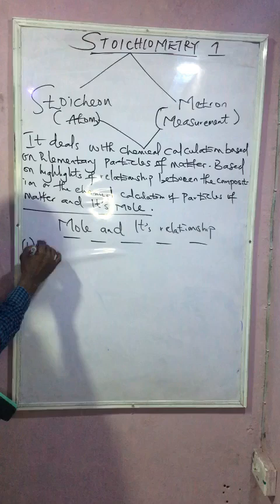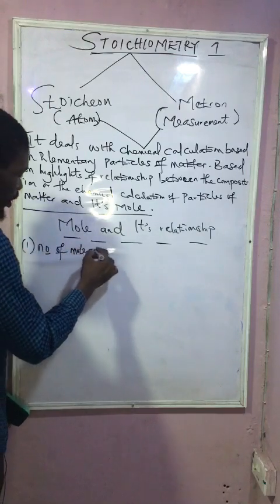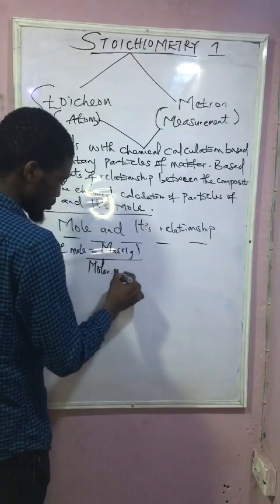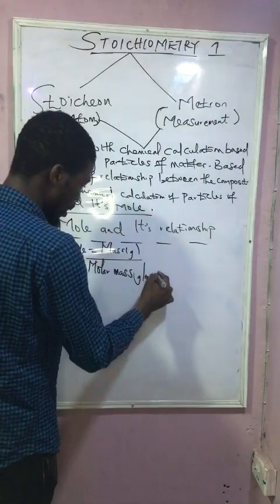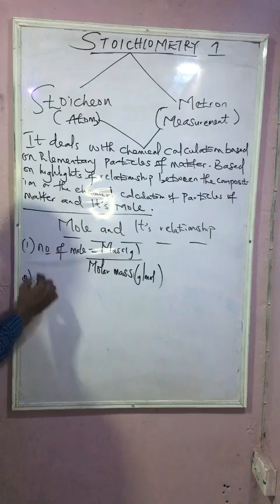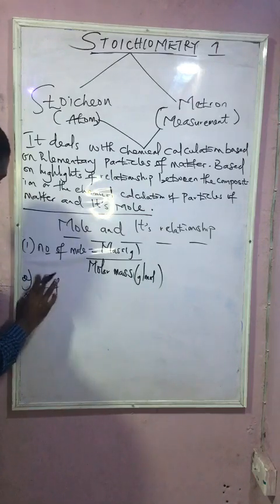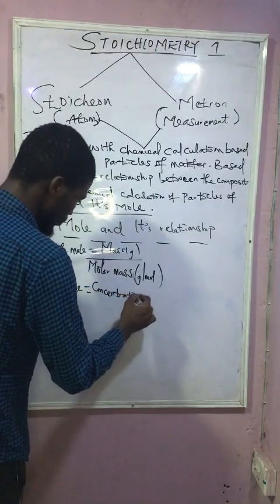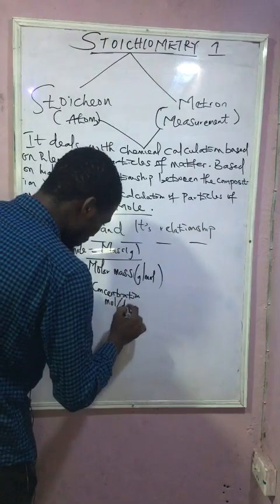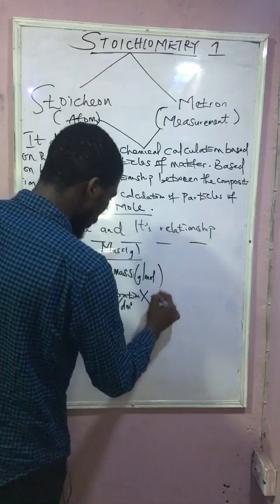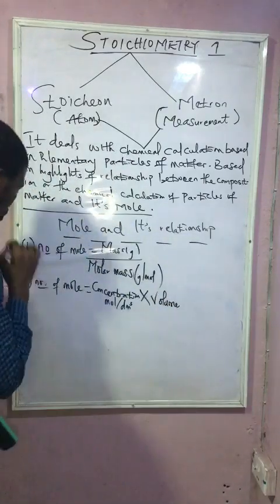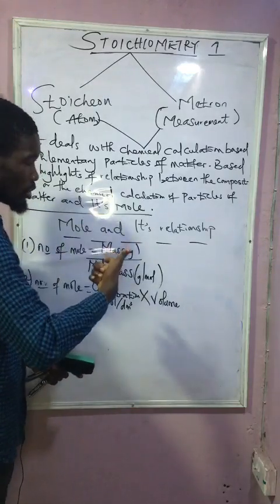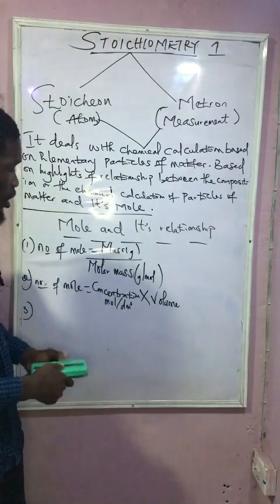The first formula is number of mole equals mass in gram over molar mass in gram per mole. The second one, number of mole equals concentration in mole per dm cube multiplied by volume. We also have another one. So each formula here, this one talks about the relationship of given masses, while this one talks about solution.